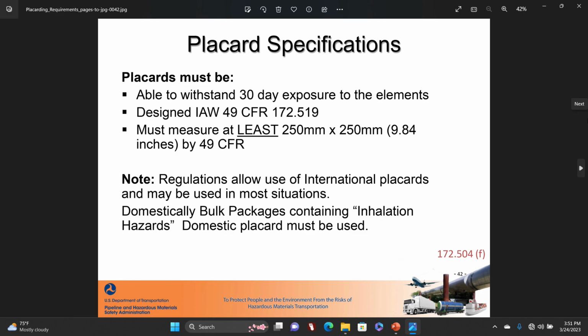Placards must be able to withstand 30 days of exposure to the elements. They must be designed IAW 49 CFR 172.519. They must measure at least 250 millimeters by 250 millimeters. Regulations allow use of international placards and they may be used in most situations. Domestically, for bulk packages containing inhalation hazards, domestic placards must be used.